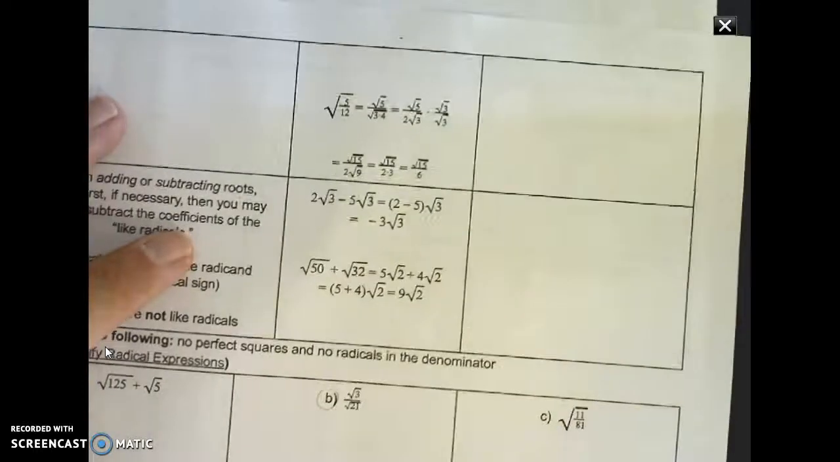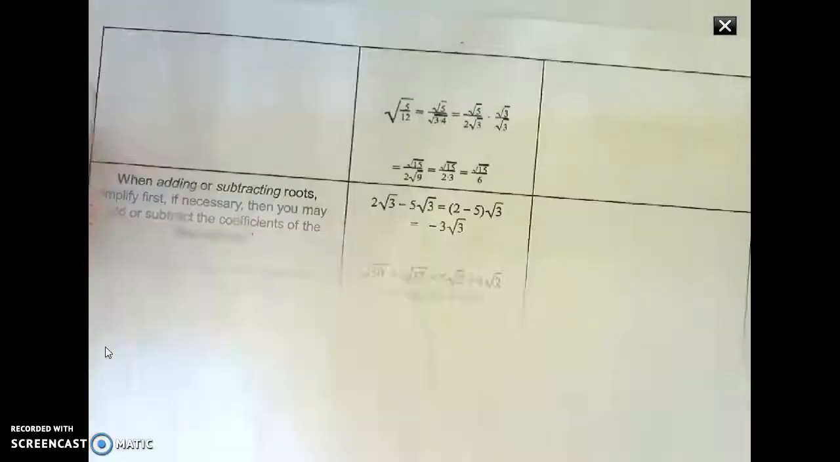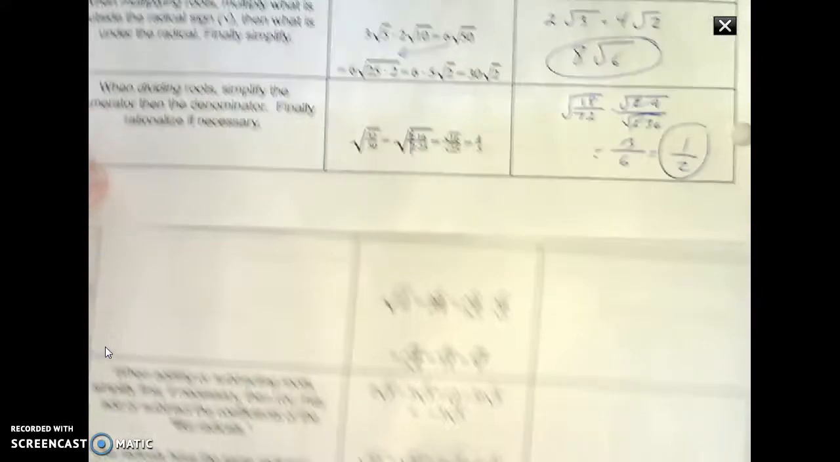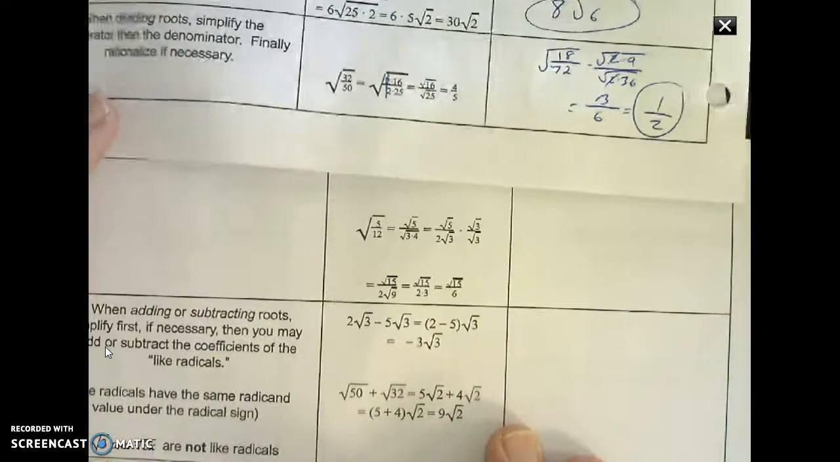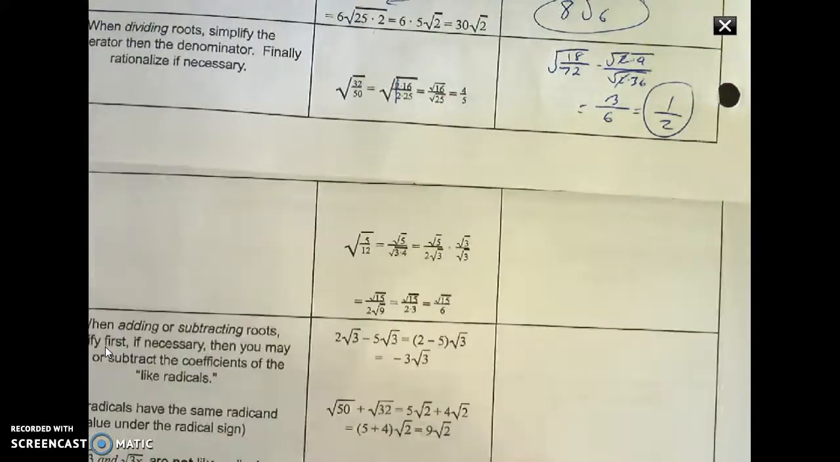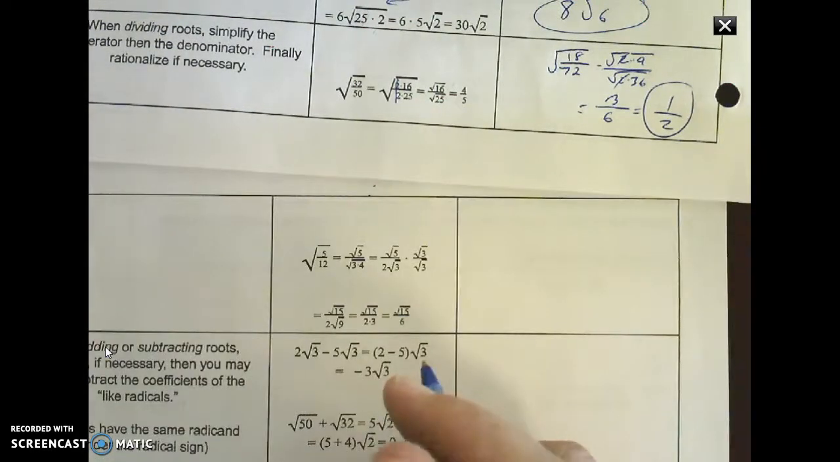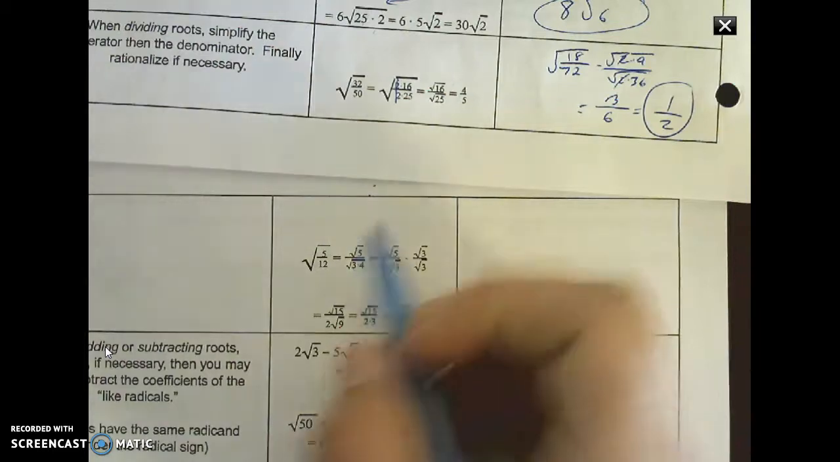Here are a few other problems as well for you guys. This is going off of this page right here, so it's the second page that I'm going to hand out to you guys in class. This is called rationalizing denominator. So let's just take a look at this real quick.